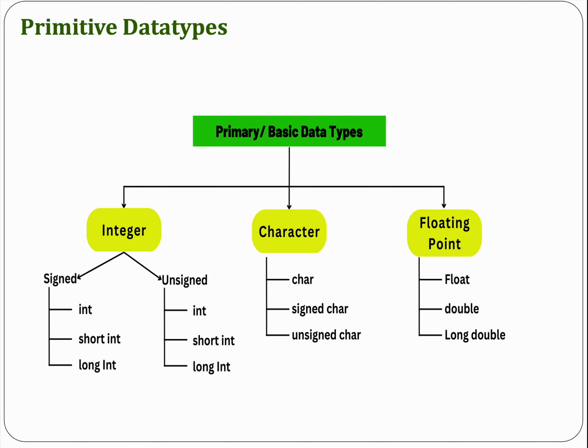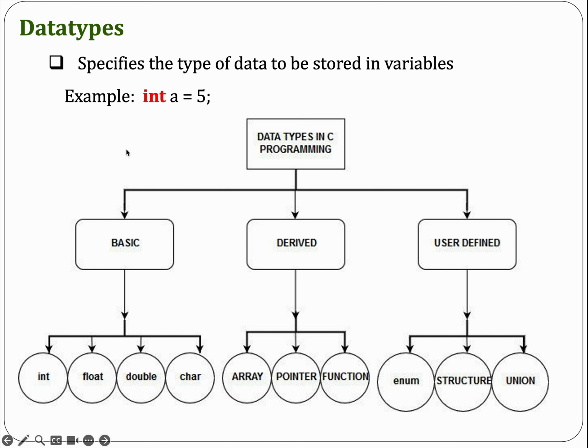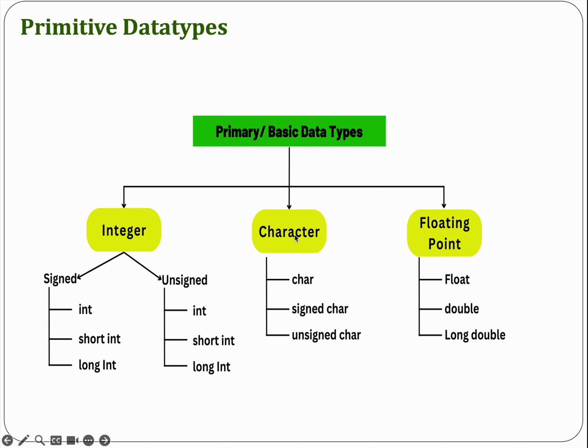One thing, if you look at this example, int a equal 5, here I am not specifying anything, signed or unsigned, but by default it will be considered as a signed integer. So it will always be considered as a signed integer by default. In unsigned also we have three categories: unsigned int, unsigned short int, unsigned long int. You can say either short int or short, long int or long.